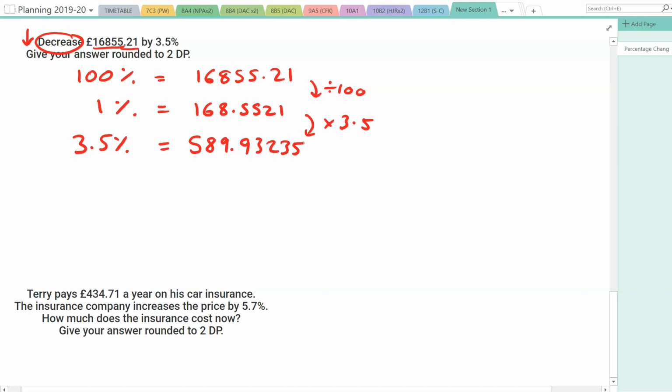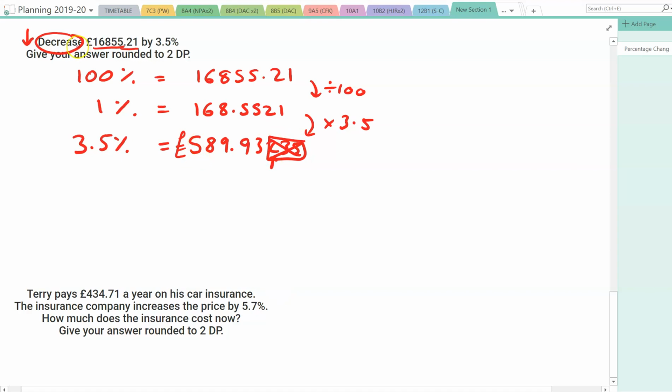Now that's obviously not in pounds and pence. That is effectively £589.93 pence. So this is where we round it. So £589 and 93 pence. So that disappears. Just be careful, if I go back a couple of steps, if that number there was 5 or more, it would not be 93 pence, it would be 94 pence. But because it's not, it can just disappear.